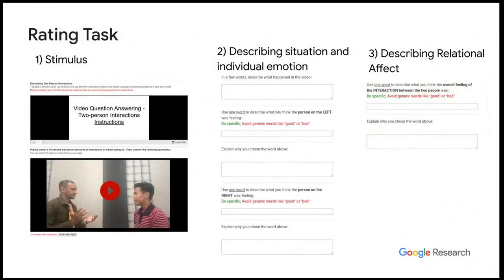The rating task consists of three main components. First, the video clip or the stimulus and accompanying instructions that the raters first look at. Second, the raters were asked to describe the situational context so as to ground themselves for the subsequent questions, followed by one-word descriptions for the individual emotion. The two people in the interactions are referred to as person on the left and person on the right for ease. And finally, the relational affect, which we functionally describe as the overall feeling of the interaction between two people in the video. Raters were asked to avoid generic one-word descriptions such as good or bad.